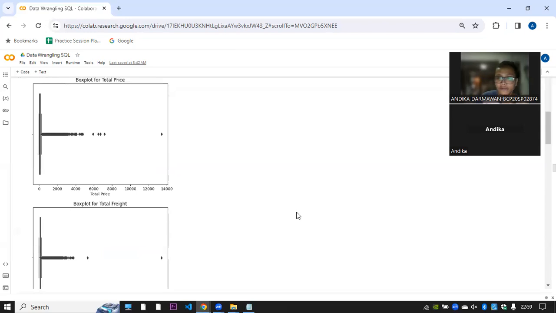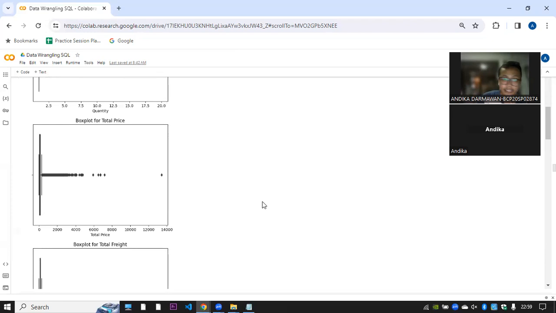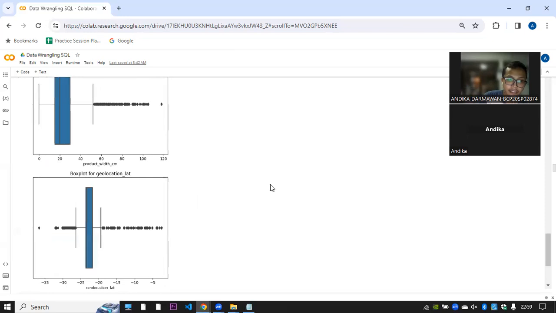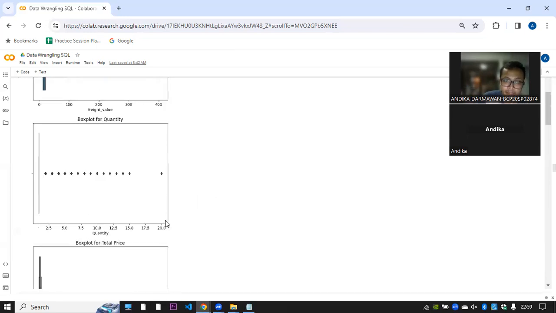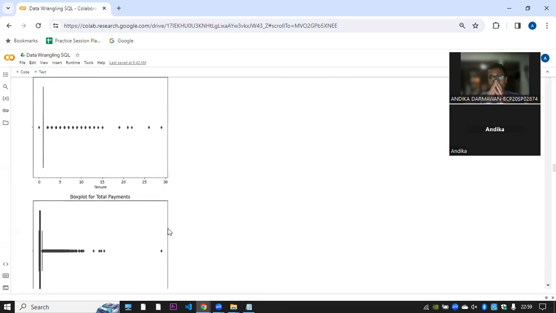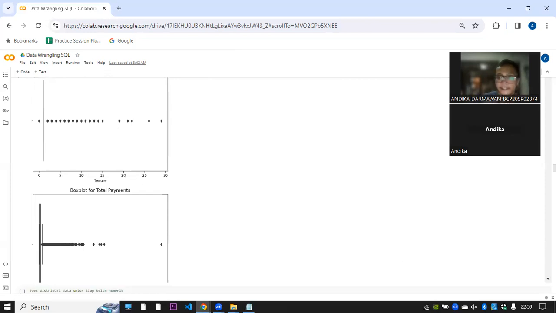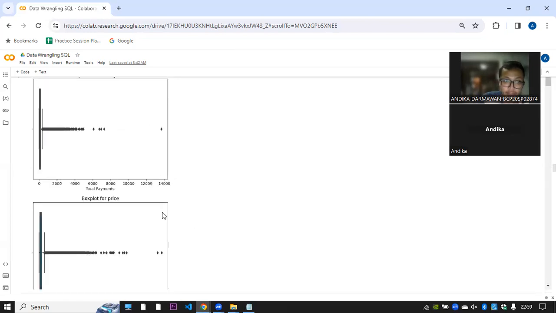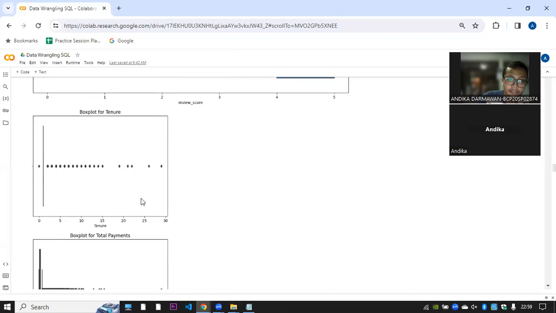In the analyzing step, we first understand the distribution of each numerical column. As we see right now, the column that we use as the basis is total payment. It's a custom column that I made, which is the result of quantity multiplied by price. So total payment is a synonym for revenue in this context. So what we see here is that total price is the revenue.